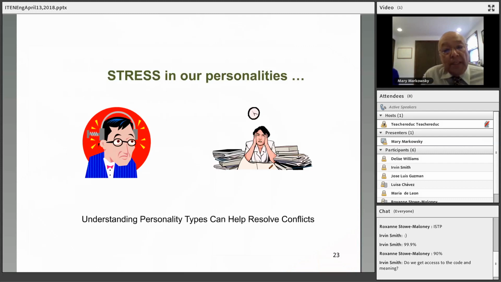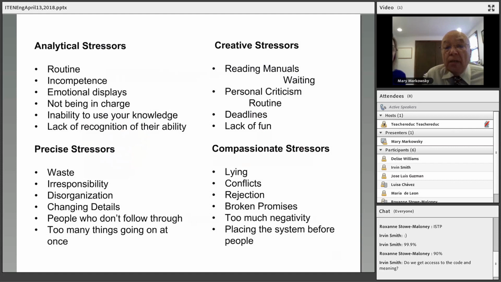In our personalities, we do have stress as adults and as children. And understanding personality types can help us resolve conflicts. What stresses the analytical personality? Routine, incompetence, emotional displays, not being in charge, inability to use their knowledge, lack of recognition of their ability. What stresses the creative personality? Reading manuals, waiting, personal criticism, routines, deadlines, lack of fun.